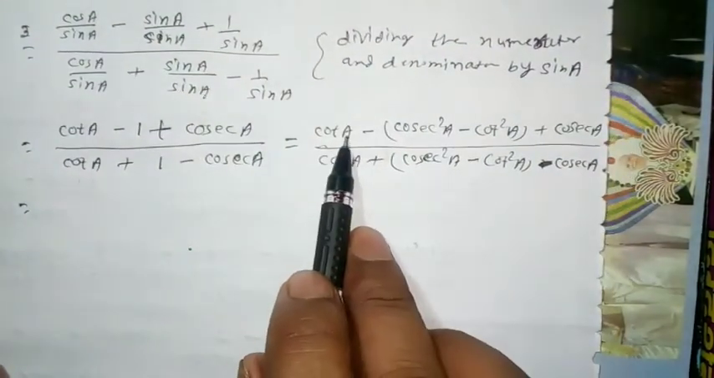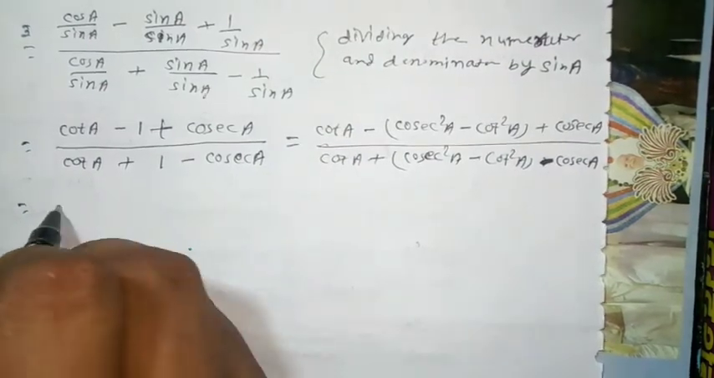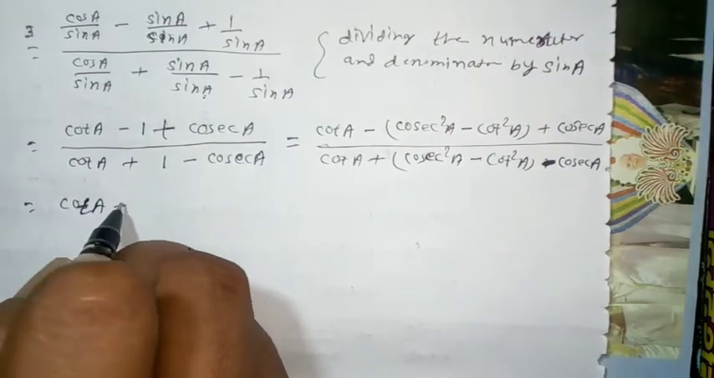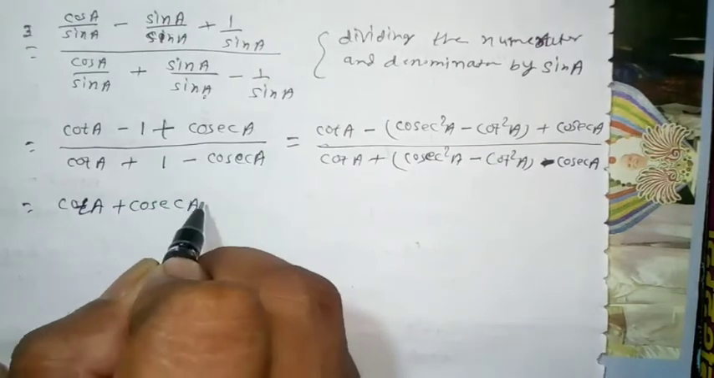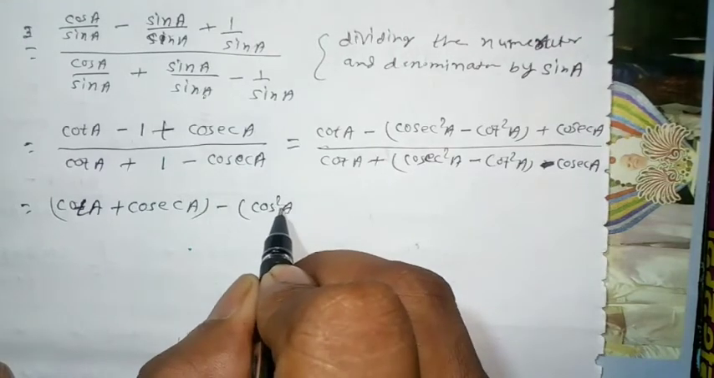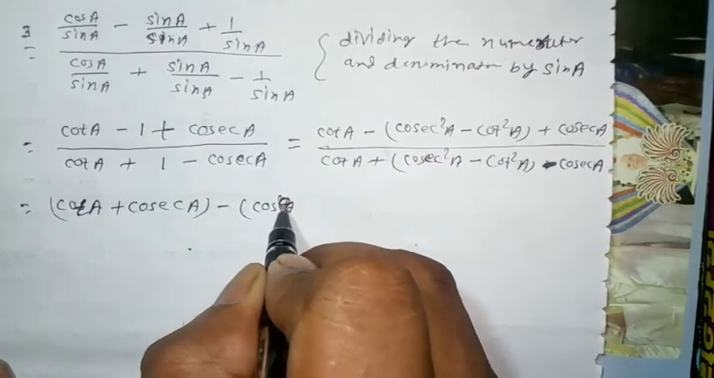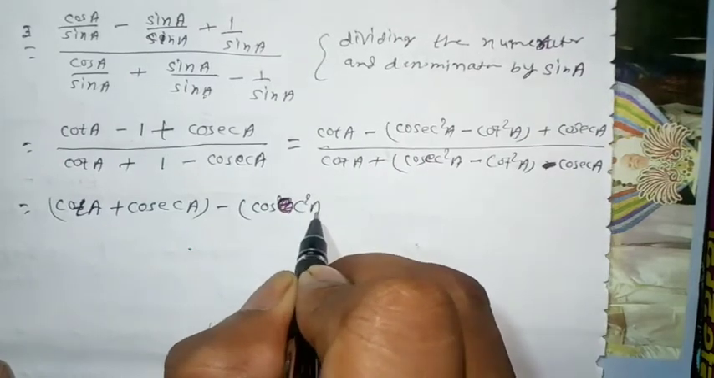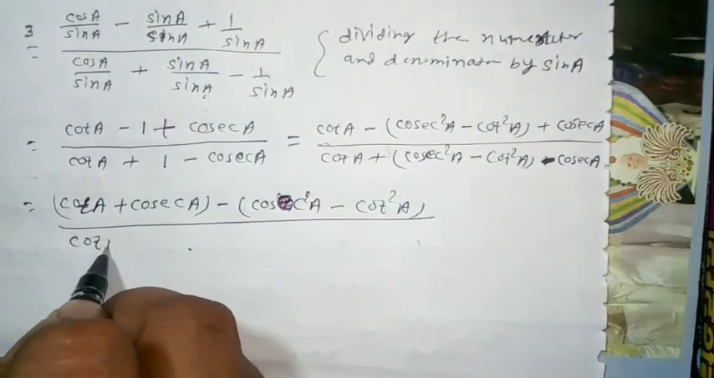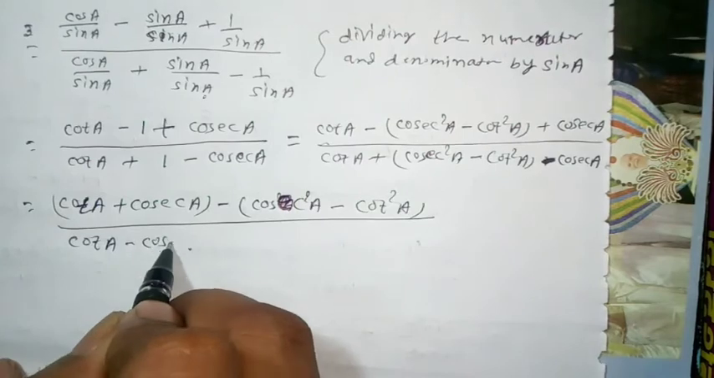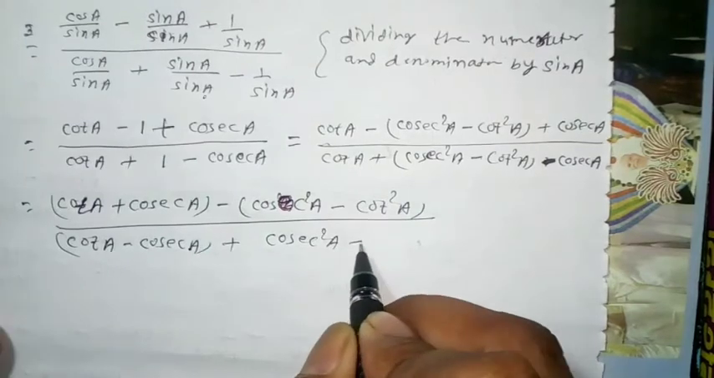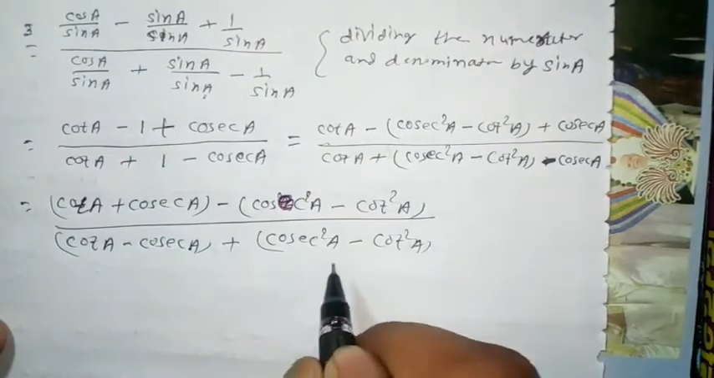We arrange, then we get cot a plus cosec a minus cosec square a minus cot square a, by cot a minus cosec a plus cosec square a minus cot square a.